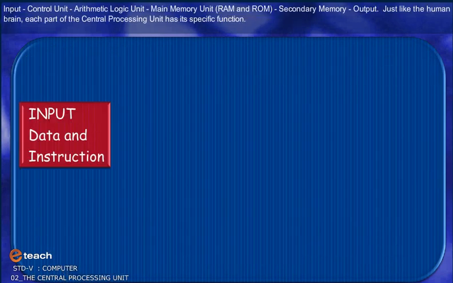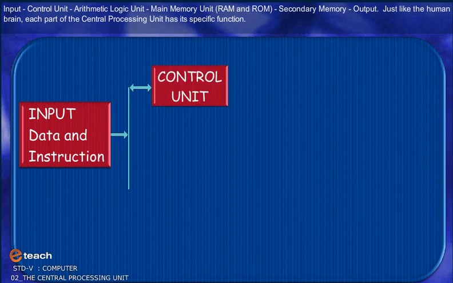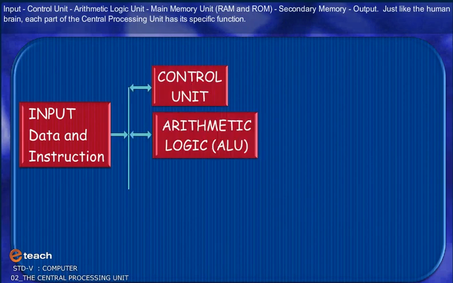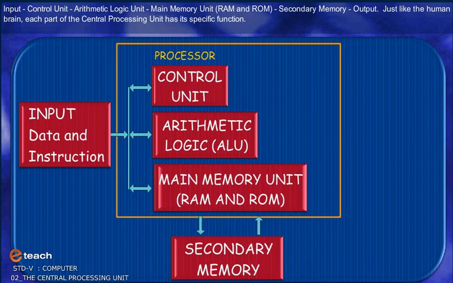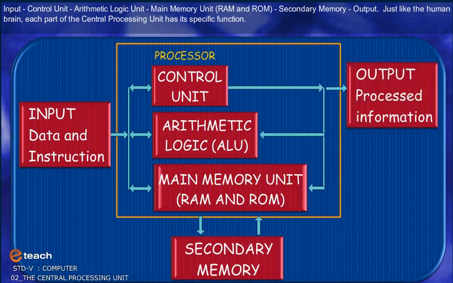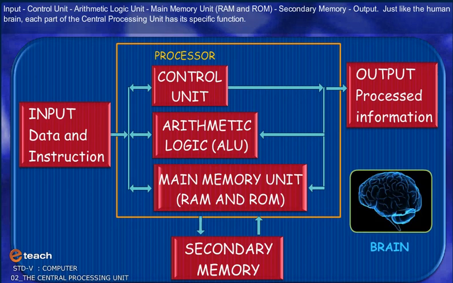Input goes to the Control Unit, then it comes to the Arithmetic Logic Unit, then it goes to the Main Memory Unit, RAM and ROM, and then proceeds to Secondary Memory and it goes to Output. Just like the human brain, each part of the Central Processing Unit has its specific function.